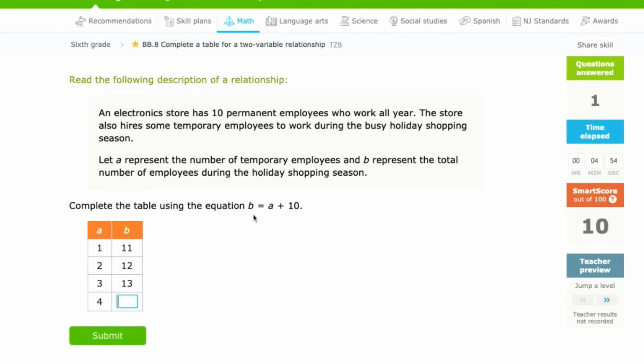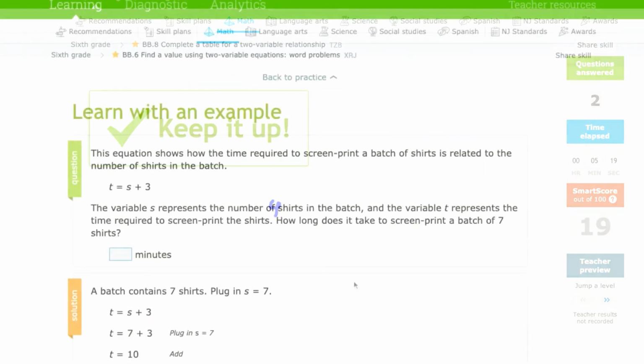B, the total number of employees, is equal to A, the number of temporary employees, plus the 10 permanent employees. And coming down here to 4A, when we have 4 temporary employees, how many total employees do we have? So you substitute that in, 4 plus 10 is 14. So there would be 14 total employees when we have 4 temporary employees.